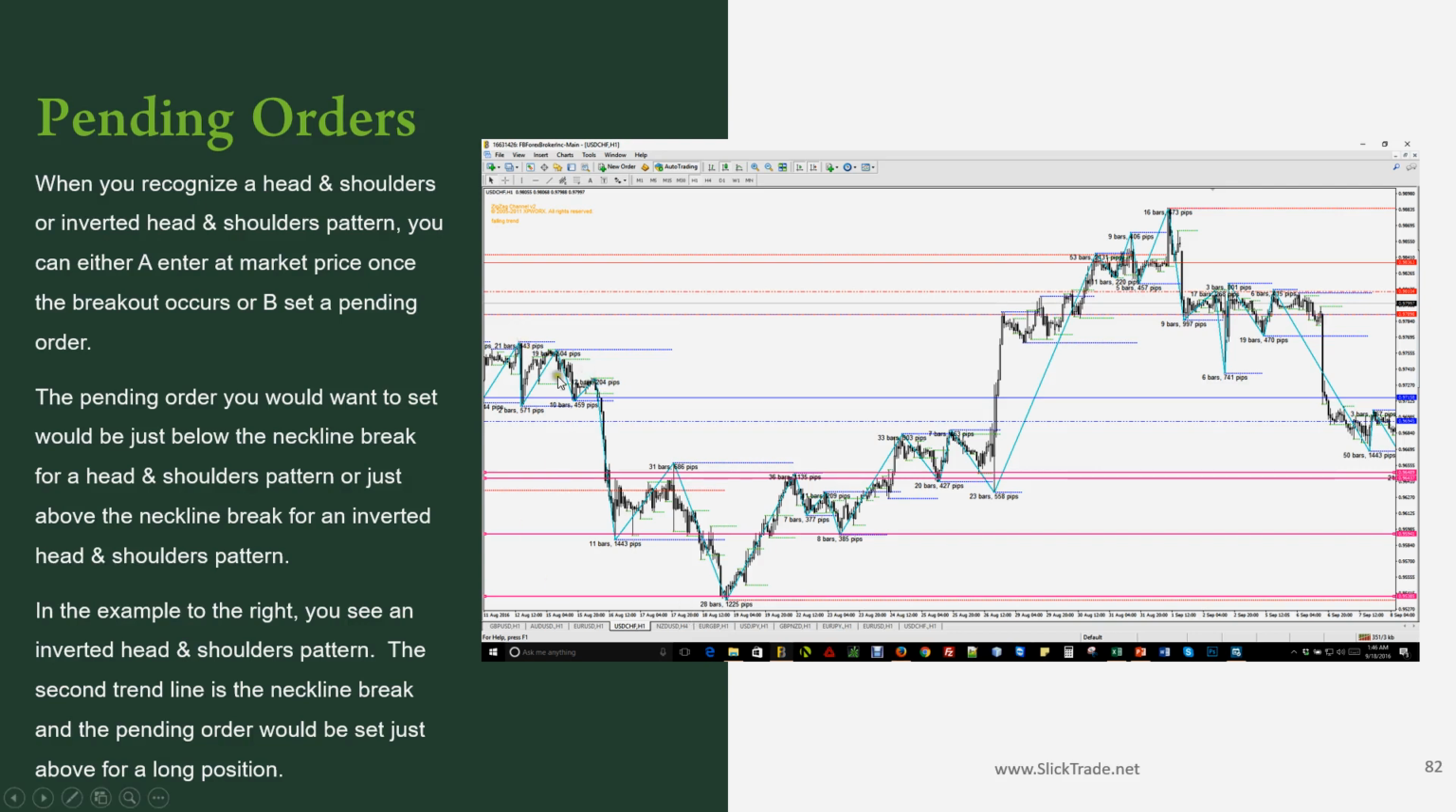So here, price was headed down. Right here is our shoulder line. It came up, created this neckline right here. Came down, created the headline, came up to the neckline, came down and created that second shoulder. And then here, our pending order is set just above that neckline. See these two lines right here. So your pending order would be set just above. As you can see, price broke up and continued up, creating a nice reversal.